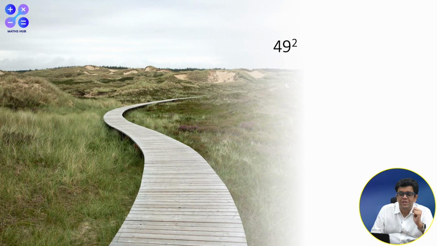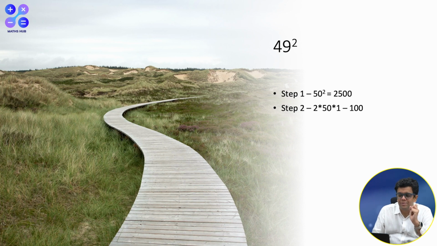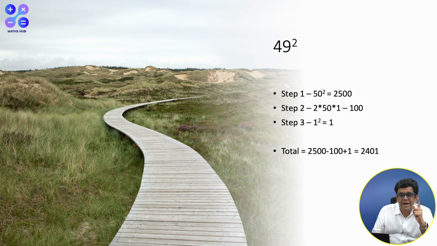Now, the next one is 49 square. How will you calculate? It is going to be super simple now. (50 minus 1) the whole square. So step number 1 will be to calculate 50 square, which is 2500. How? 5 square is equal to 25. So 50 square is equal to 25 plus 2 zeros, 2500. Okay. Now step number 2 is calculating the minus 2ab, which is 2 into 50 into 1, which is equal to 100. Remember that this is a minus. Then step number 3 is 1 square, which is equal to 1. So the answer is going to be 2500 minus 100 plus 1, which is 2401.